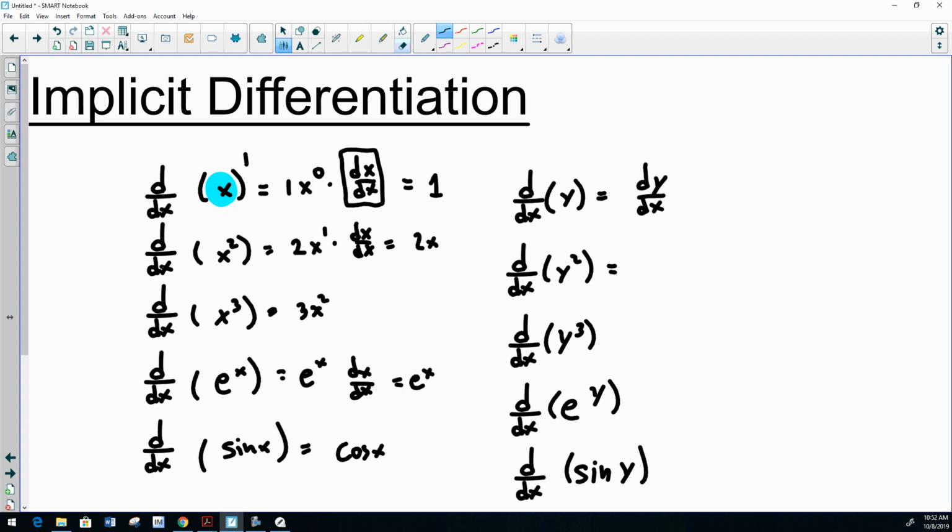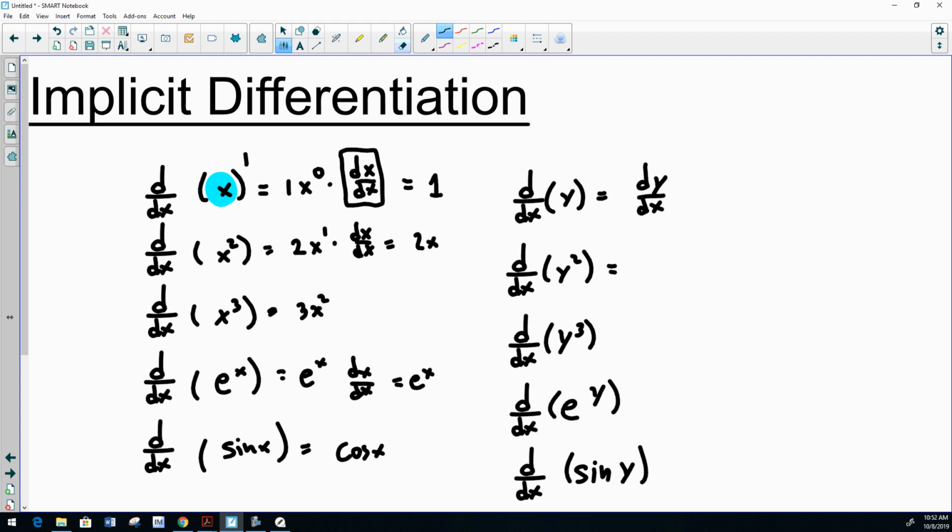Two y dy dx. The 2 comes down. Y to the first times the chain rule. The derivative of y is dy dx. Did you guys get that right or no? Yeah, it doesn't reduce. We're stuck.